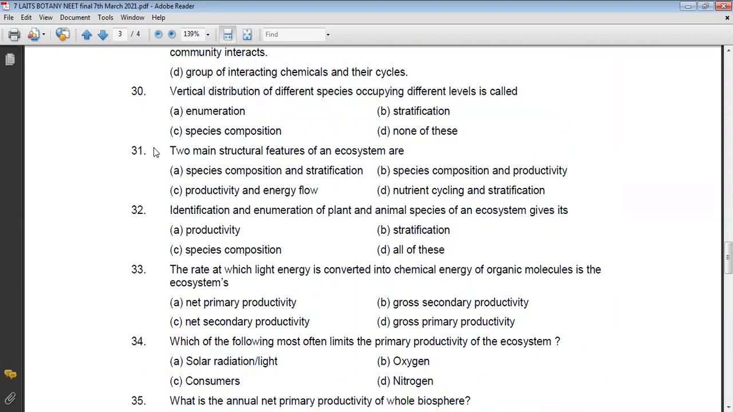Vertical distribution of different species occupying different levels is called stratification. When organisms are vertically arranged, that is called stratification. Two main structural features of an ecosystem are what?